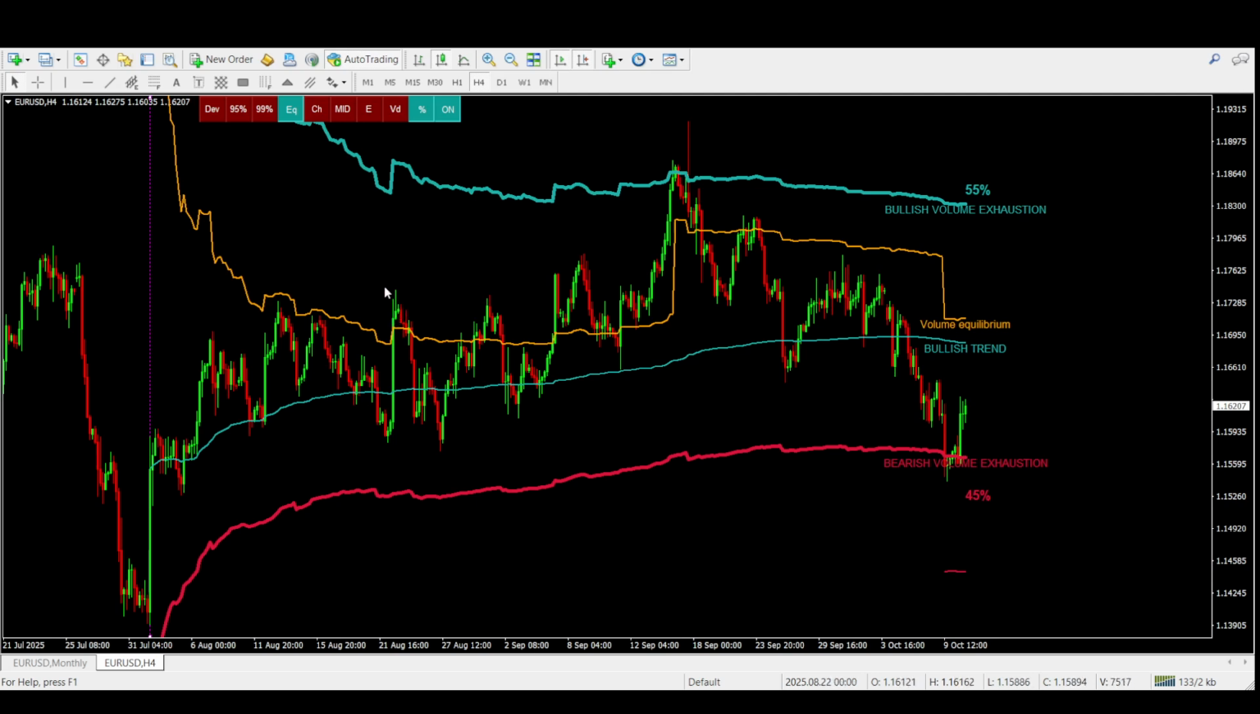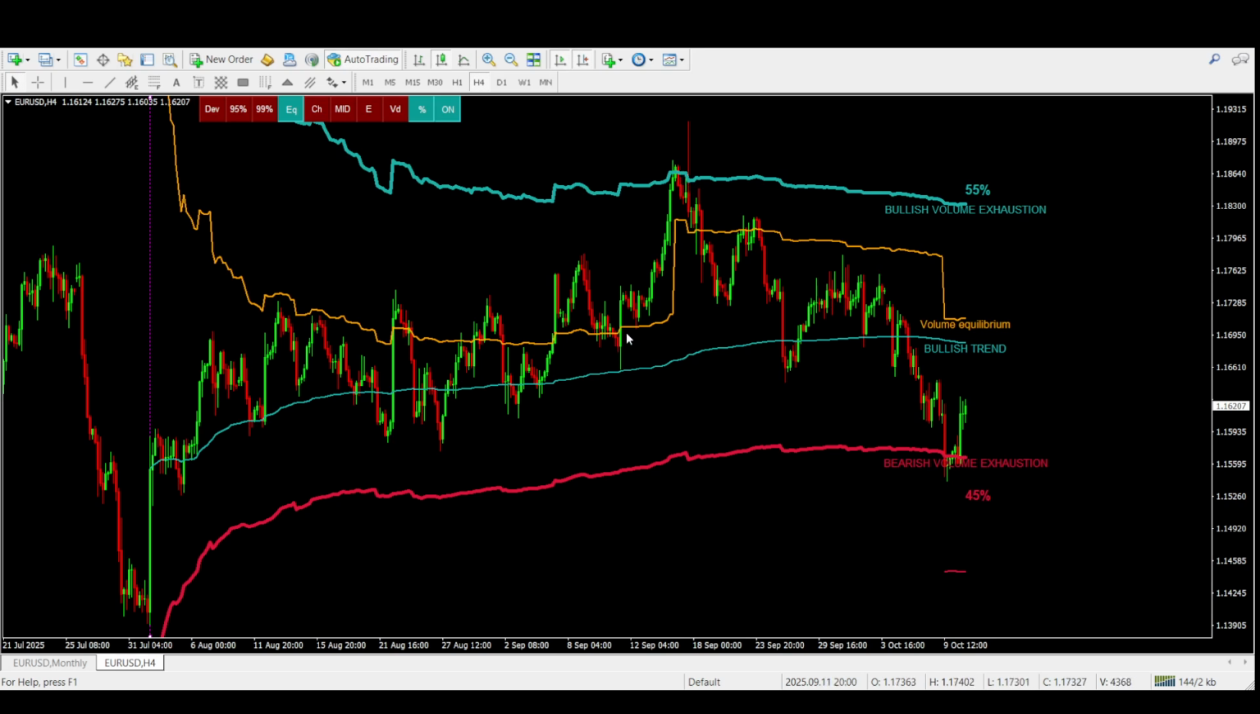Then what happened? We got here break of the equilibrium, correction again to the trend line, another break, correction. Here market is quite powerful. You can see how powerful it is here. It is very great signals. What will happen after that? Went to the bullish volume exhaustion, and here we collect our profits.